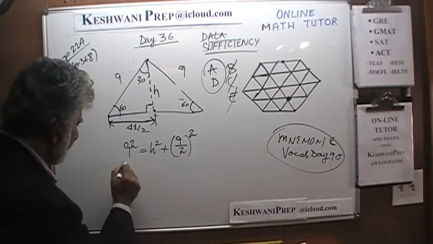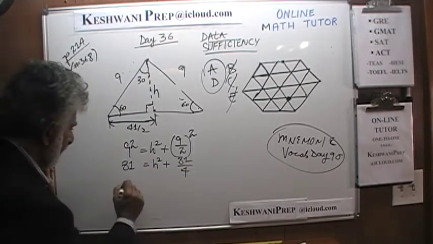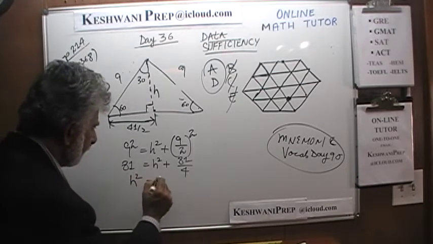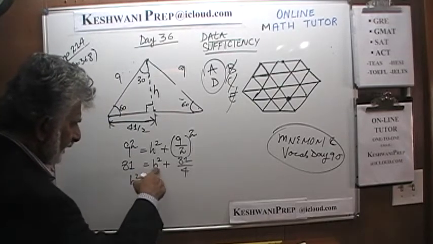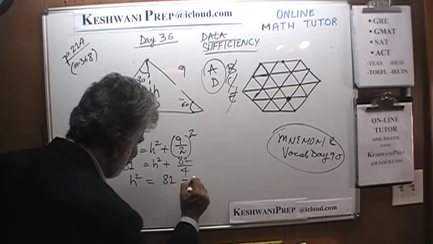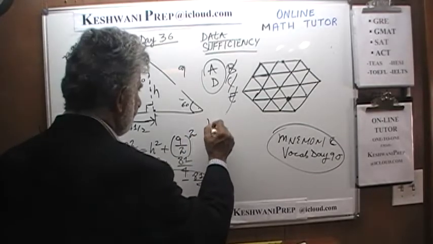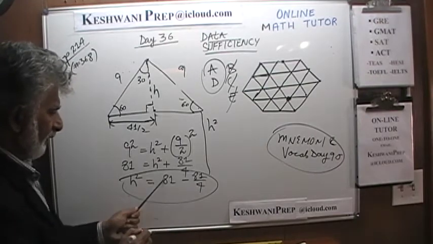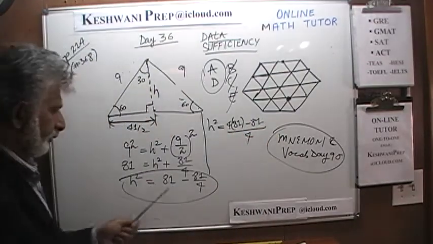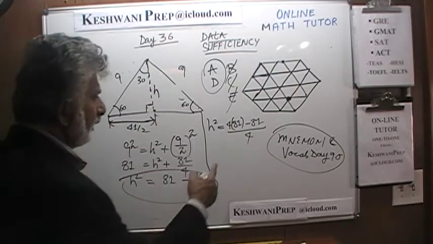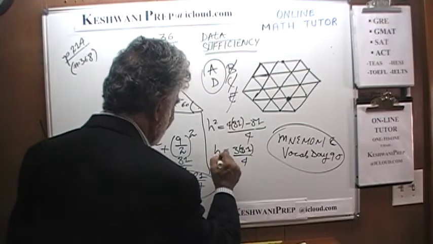Okay, stay with me in the story. Which means 81 equals h squared plus 81 over 4, which means h squared equals 81 minus 81 over 4. Let's continue this part on the top here, which means h squared equals 4 times 81 minus 81 over 4. You with me? Essentially, we're taking the common denominator. 4 times 81 minus 81 is just going to be 3 times 81 over 4. That's your h squared.